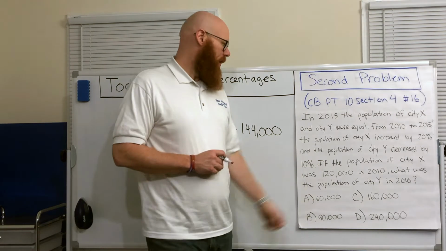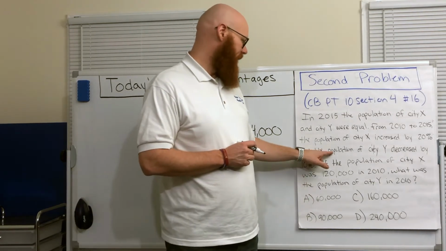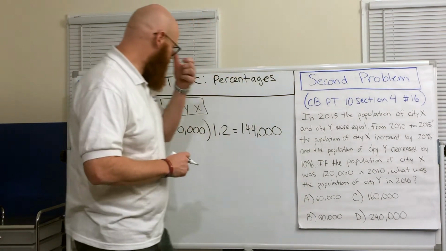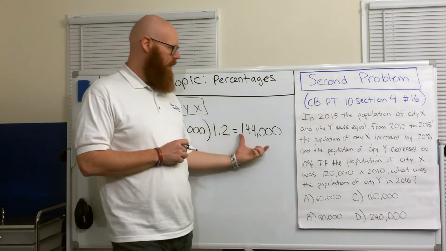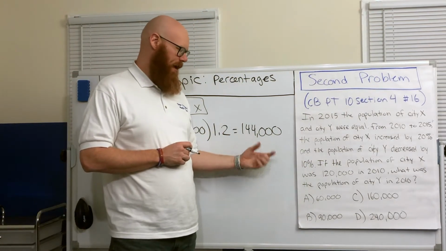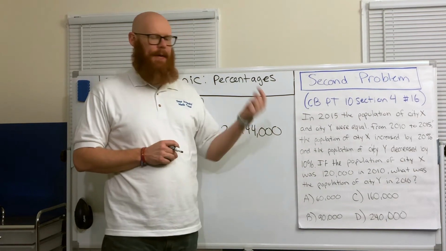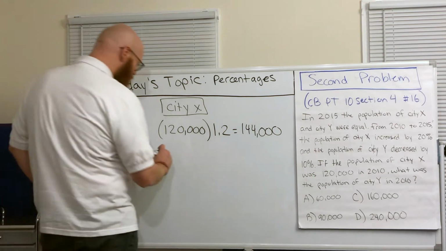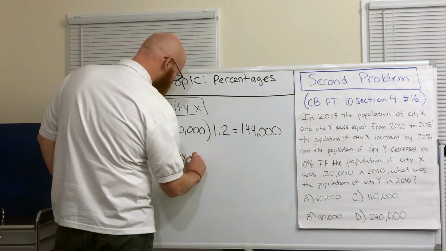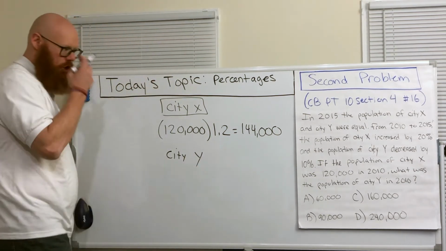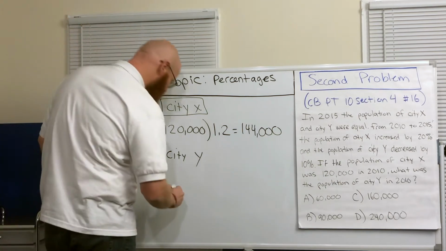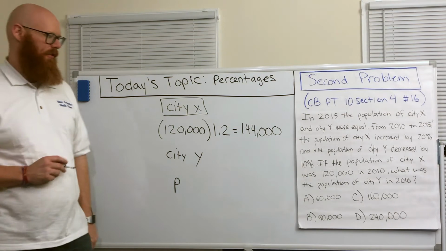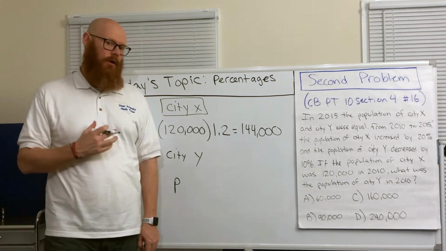So then it says that City Y decreased by 10%. But let's understand this. This is the population in 2015, and our goal was to find the population back in 2010. So now here's where our variable comes in. So if we look at City Y, I'm just going to use P for population. So this was the population back in 2010. We don't know that. That's what we're looking for.